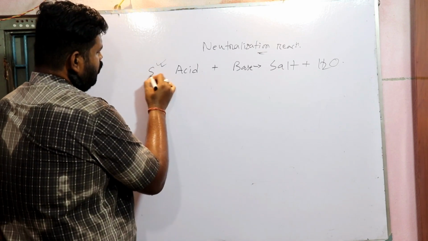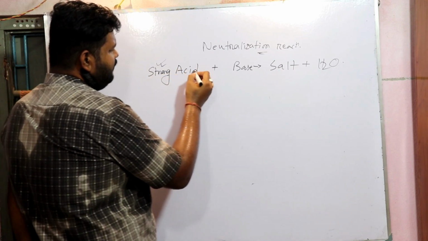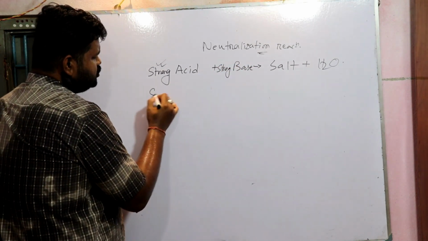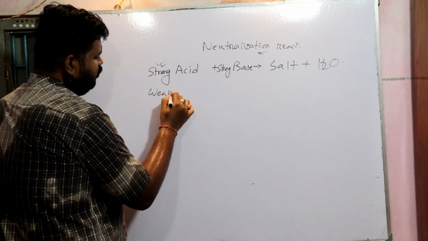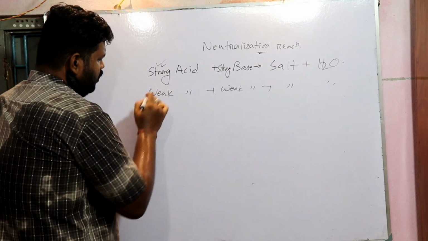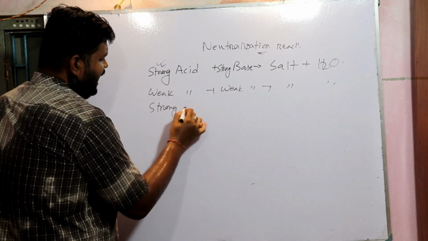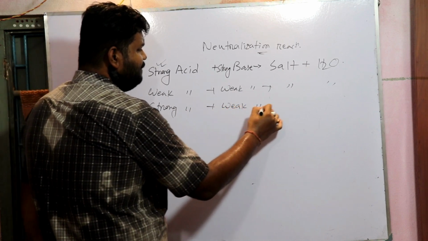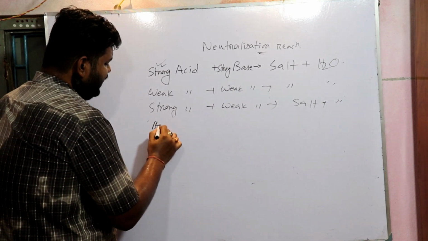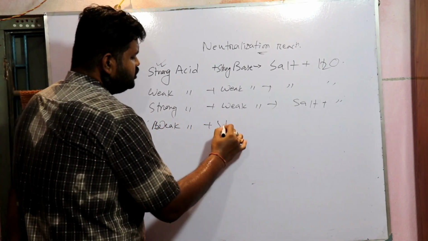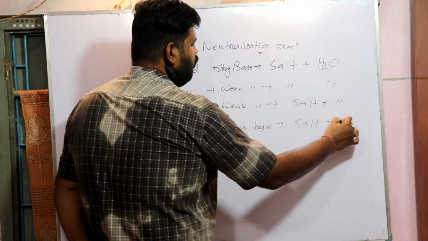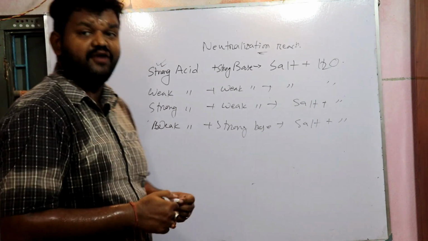Number 1 is when strong acid will react with strong base. This is a type of reaction. When weak acid reacts with weak base, that is a type of reaction. Now strong acid but weak base, that is a type of reaction, salt plus water. And then weak acid but strong base, that will be a type of reaction. So in these 4 different types of reaction, we will get 4 different types of product.